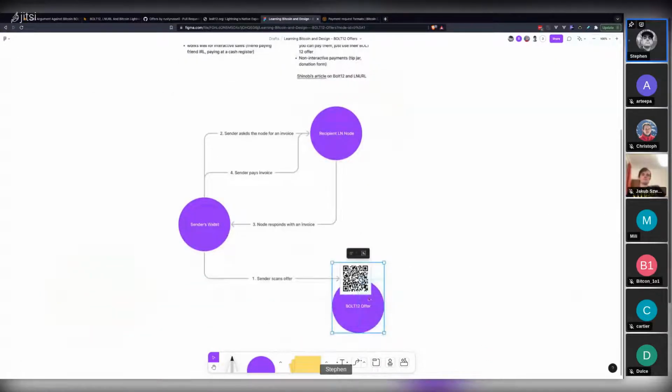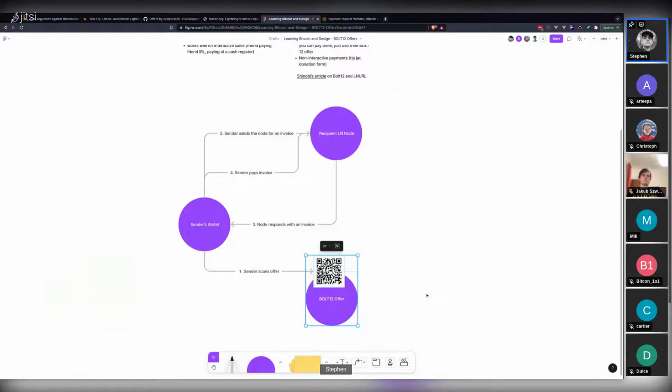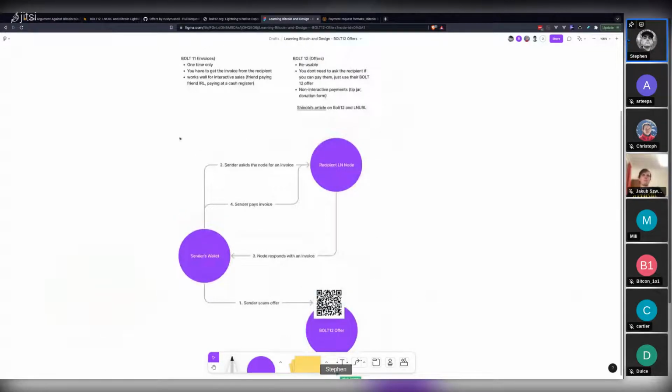So that's what's really happening on a technical level. But all of this stuff up here happens without the user needing to intervene. So that person doesn't need to give them an invoice.